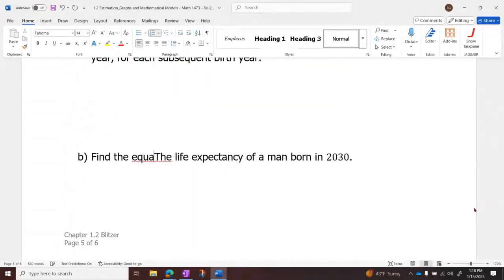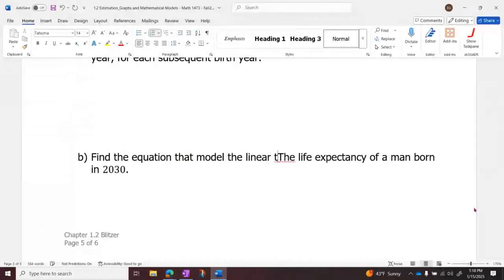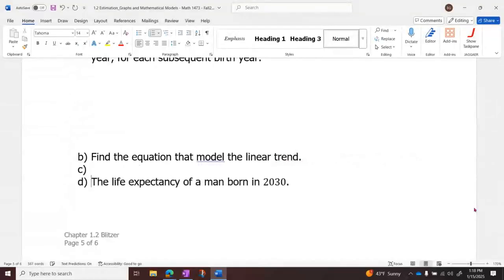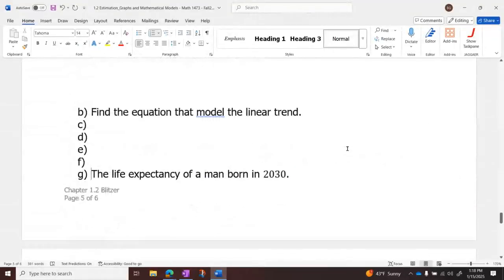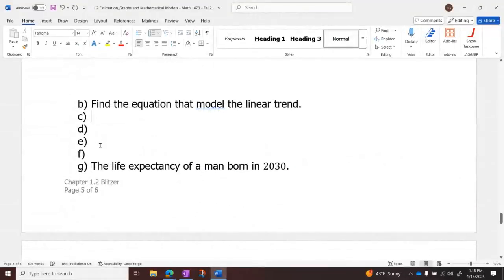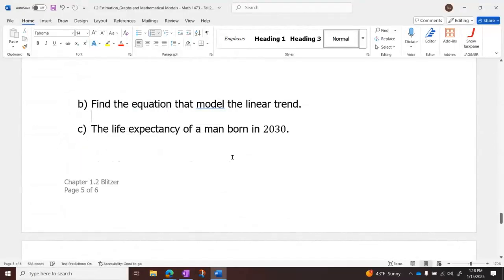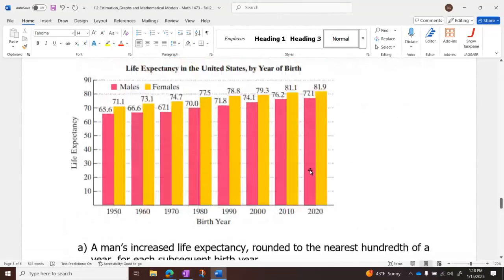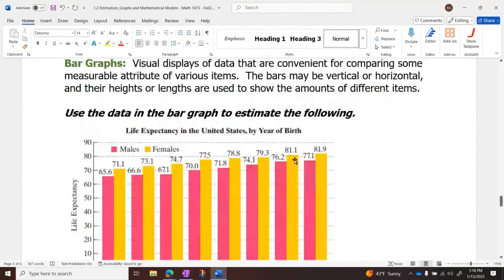Find the equation that models the linear trend. And part C, we're going to predict. All right, let's see what we have in this example.